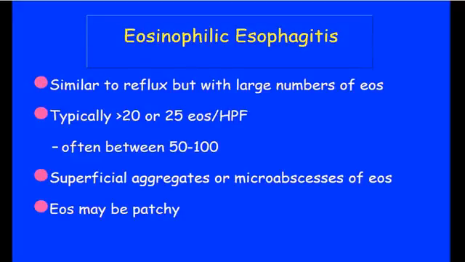So all the things that we discussed in reflux also occur in eosinophilic esophagitis. That's not magic, it's just chronic irritation of the esophagus. Typically, there are large numbers of eosinophils. Sometimes they're off the chart, 50 or 100 per high power field. We'll talk about numbers in a second. Sometimes you'll see superficial aggregates or micro abscesses of eosinophils, but this can be an incredibly patchy disease.